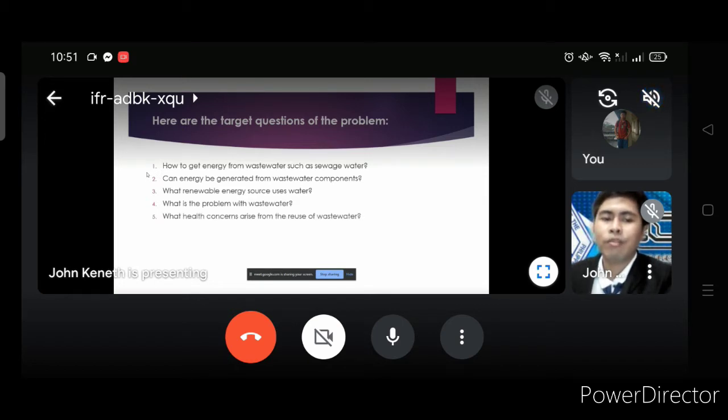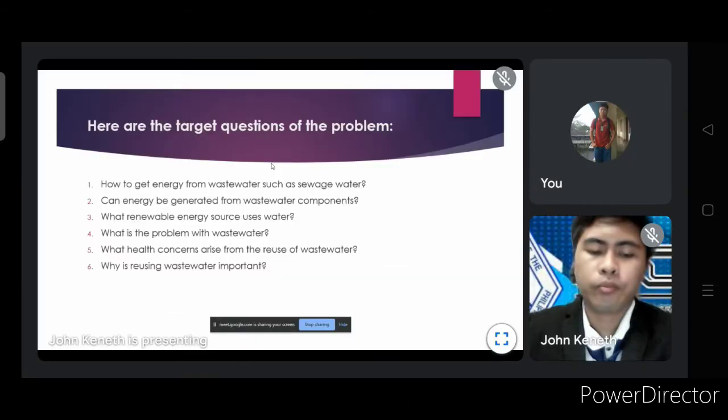Number 5, what health concerns arise from the reuse of wastewater? Number 6, why is reusing wastewater important? These are the target questions of the problem for the remainder of this proposed research.